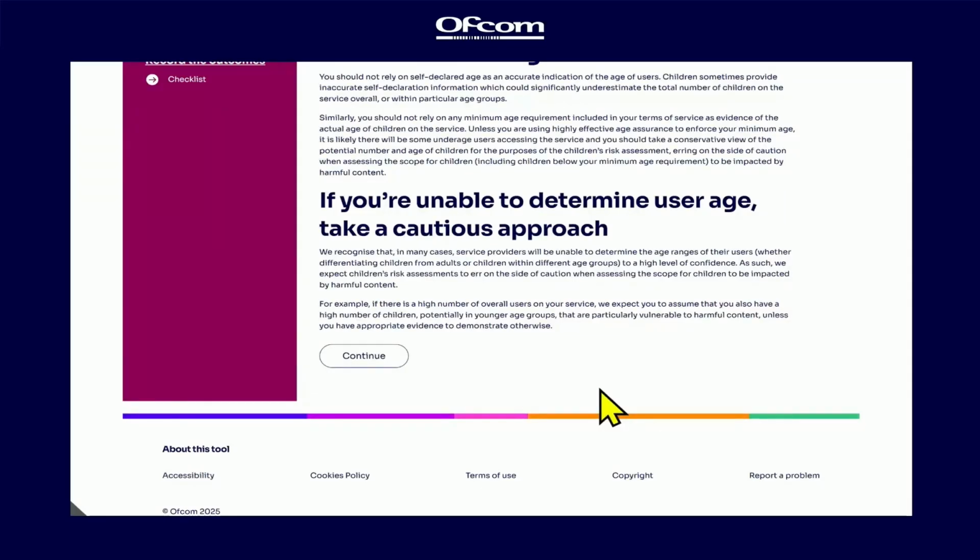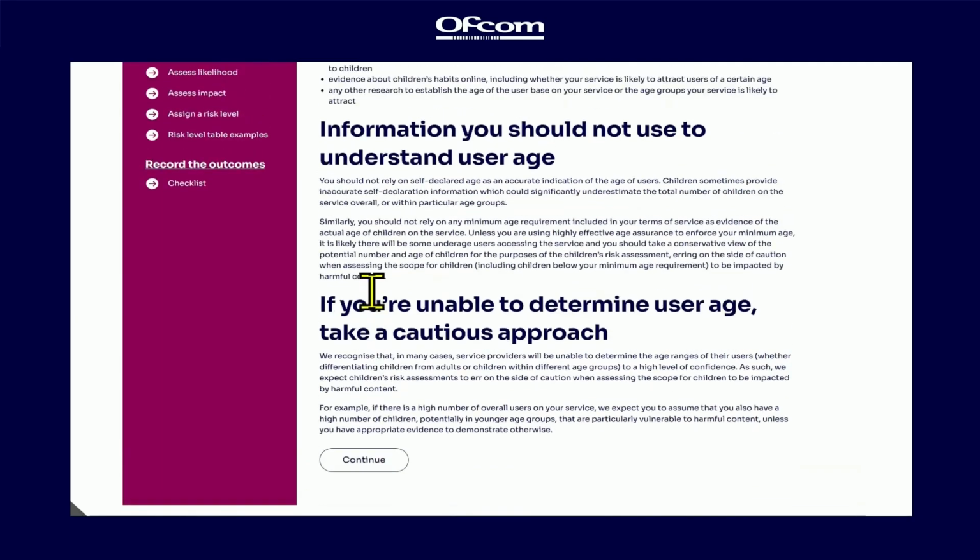Considering this, we expect your children's risk assessment to err on the side of caution when assessing the scope for children to be impacted by harmful content, including thinking about children under your minimum age limit. We lay out guidance here on the different kinds of evidence you can use to understand the age of your users, but we expect you to use the best available information about the users on your service and to familiarise yourself with any relevant data protection legislation.